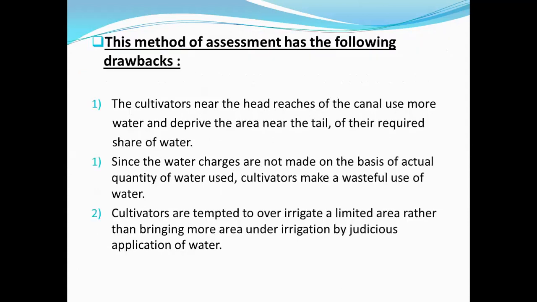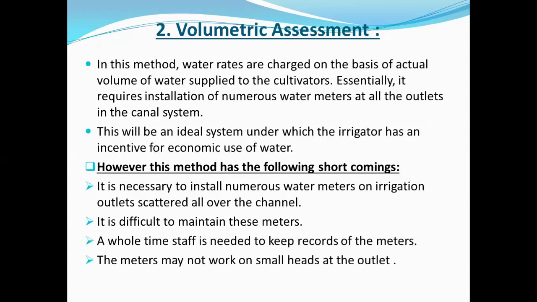Basically, this method of assessment has some drawbacks. The cultivators near the head reaches of the canal use more water and deprive the area near the tail of their required share of water. Since the water charges are not made on the basis of the actual quantity of water used, cultivators make wasteful use of water. Cultivators are tempted to over-irrigate a limited area rather than bringing more area under irrigation by judicious application of water.